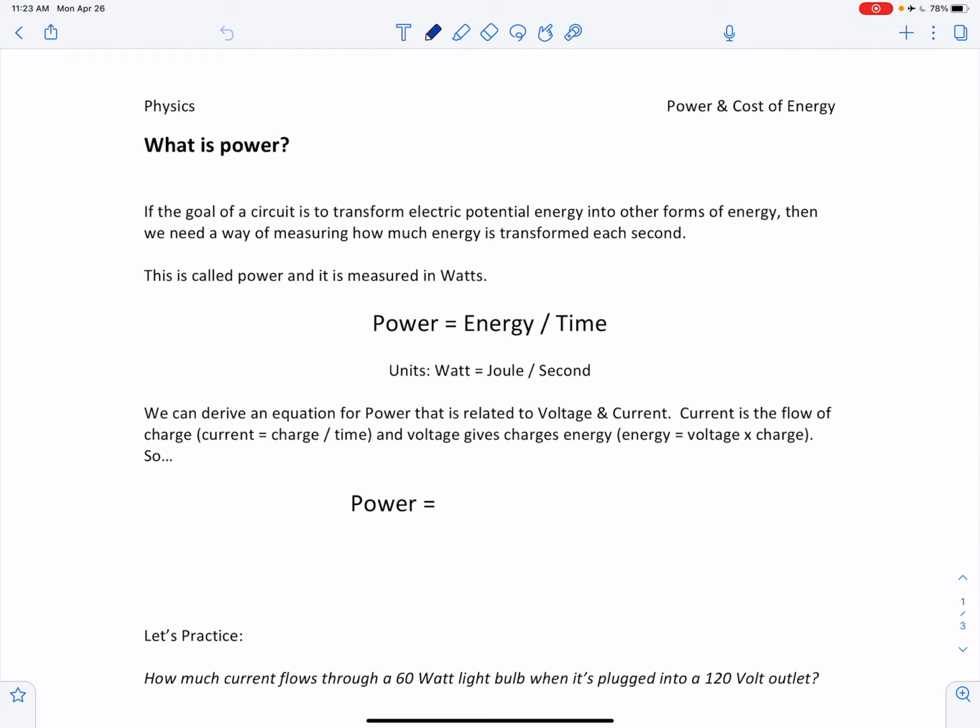Let's talk about power and the cost of electricity, the electricity that you have to buy from your electric company. So first of all, I want to start with a definition of power. Power is the rate at which energy is used by an electrical device.